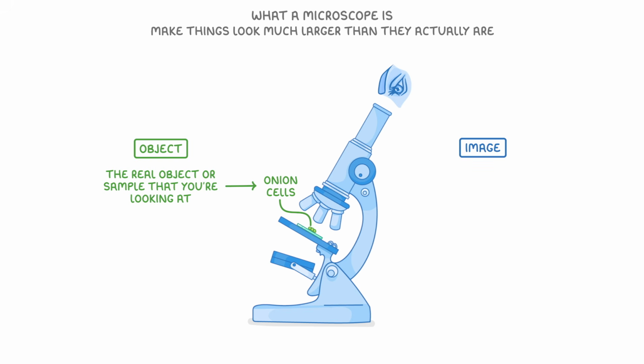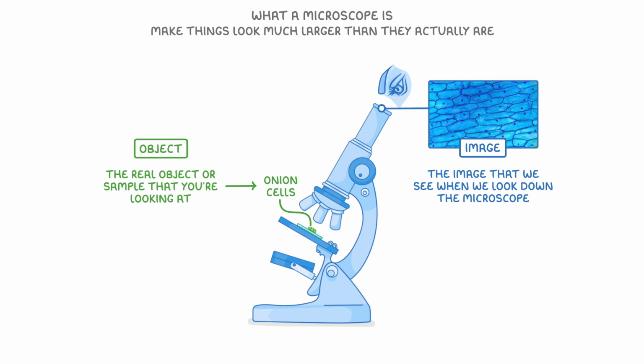The term image then refers to the image that we see when we look down the microscope. For example, if we were to look down this microscope, we'd see something like this, and this would be our image of the cells.